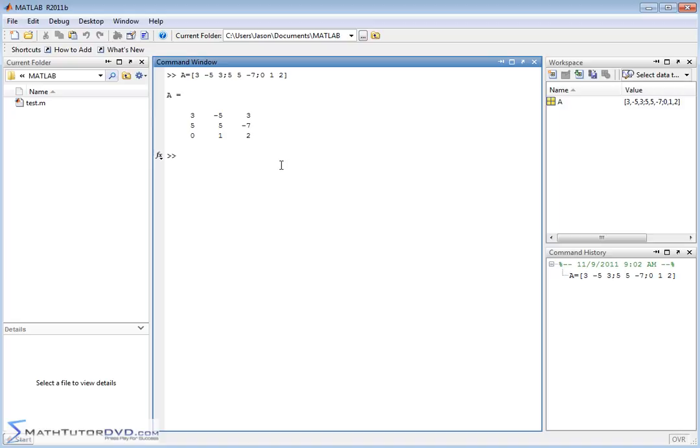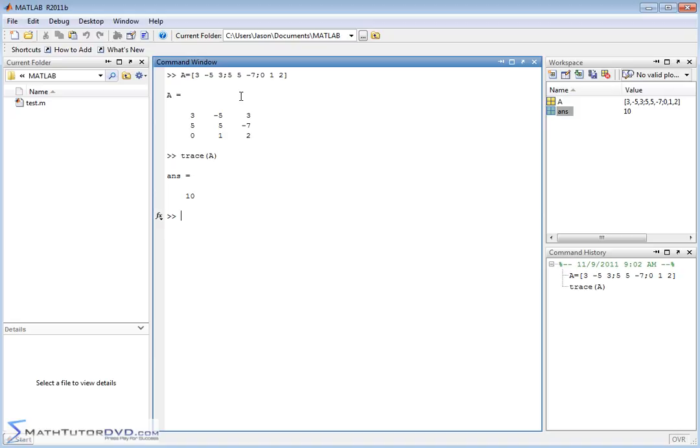Now, for those of you taking matrix algebra or have used matrices for a while, you have probably heard of something called the trace of a matrix. If you pass a matrix to the MATLAB function called trace, what you get is 10. That is the sum of the diagonal elements. 3 plus 5 is 8, plus 2 is 10.